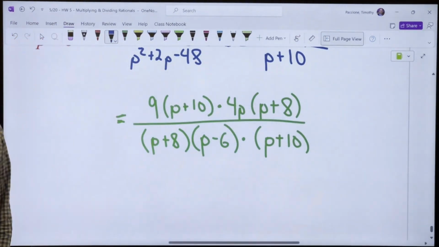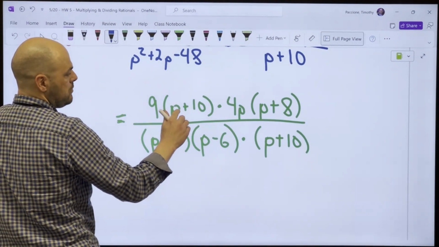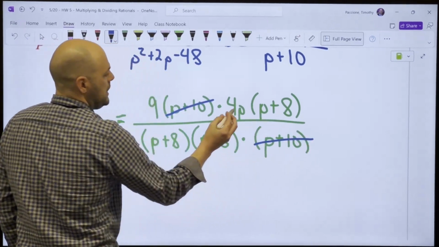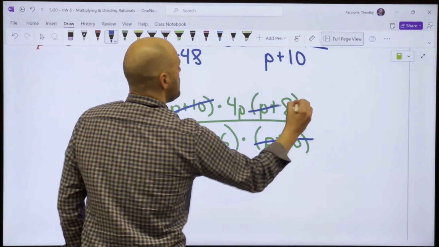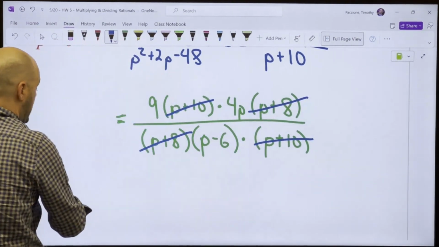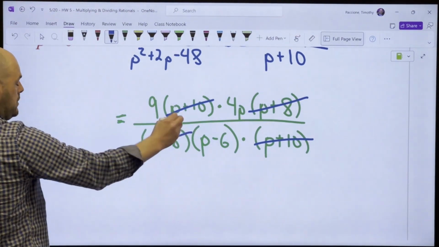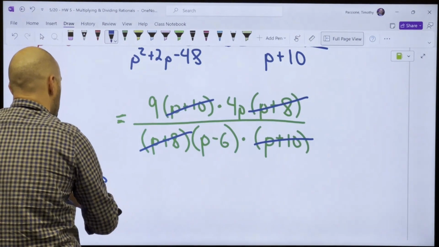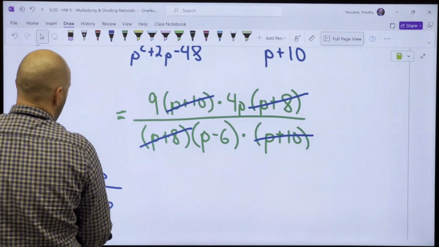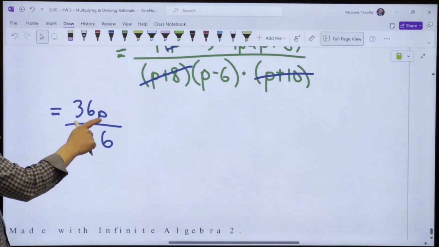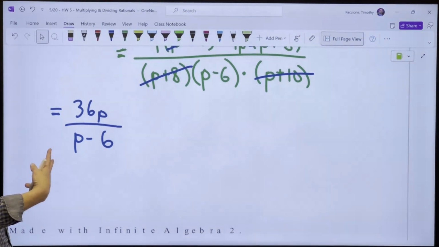Okay, so I go across. Any 9 on the bottom? P plus 10? Yes. Any 4? Any p? P plus 8? Okay, so then I kind of evaluate what I have left. On the top, I have 9 times 4 times p. 36p. On the bottom, I have p minus 6. Oh boy. P and p. 36 and 6. Those look real cancelable.